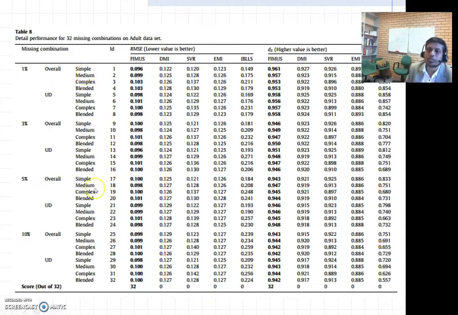So there are 32 different combinations because we wanted to see that in all possible scenarios our technique performs well, and we can see that in all 32 combinations of the adult dataset, FIMUS gets the best result in terms of RMSE. This is a metric to estimate the accuracy or effectiveness of an imputation, and in terms of D2 as well. So it achieves very good results.